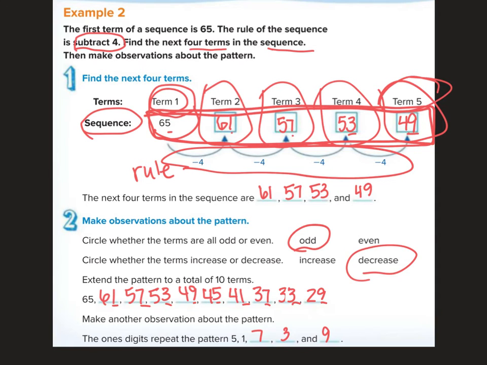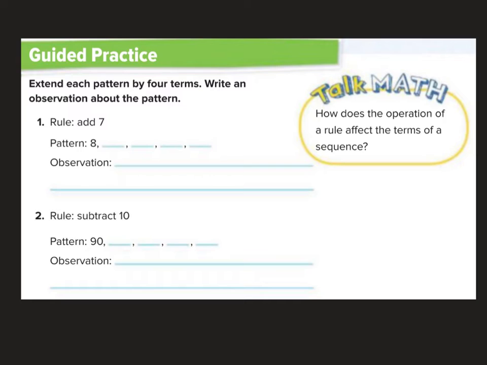All right, next. Our guided practice today says extend each pattern by 4 terms. Write an observation about the pattern. Okay, so we're going to add 7. 8 plus 7 is 15. 15 plus 7 is 22. 22 plus 7 is 29. 29 plus 7 is 36.